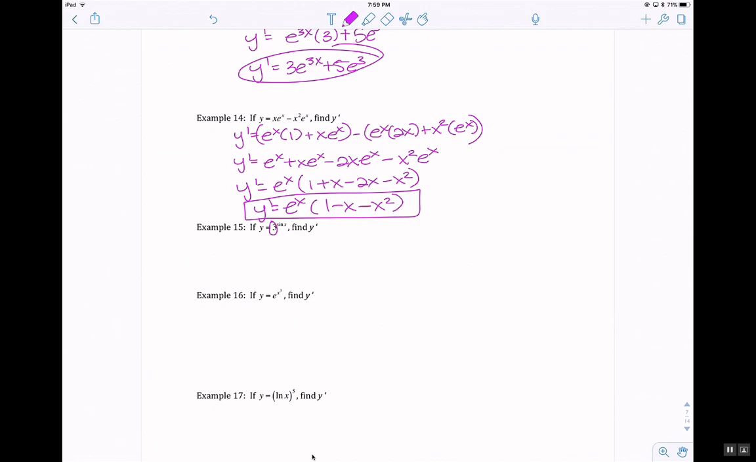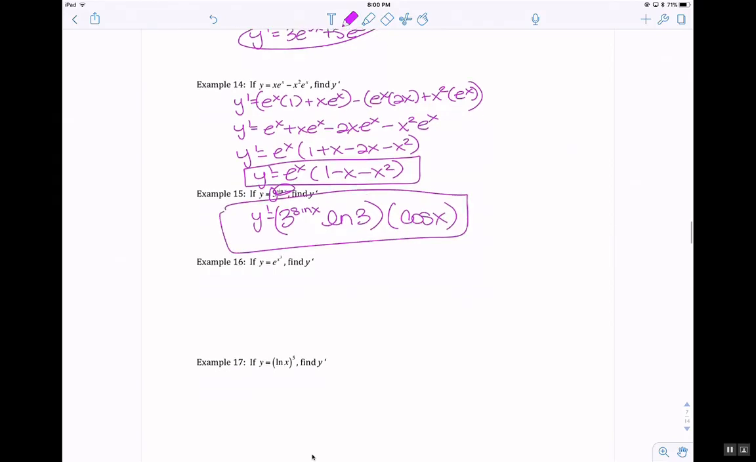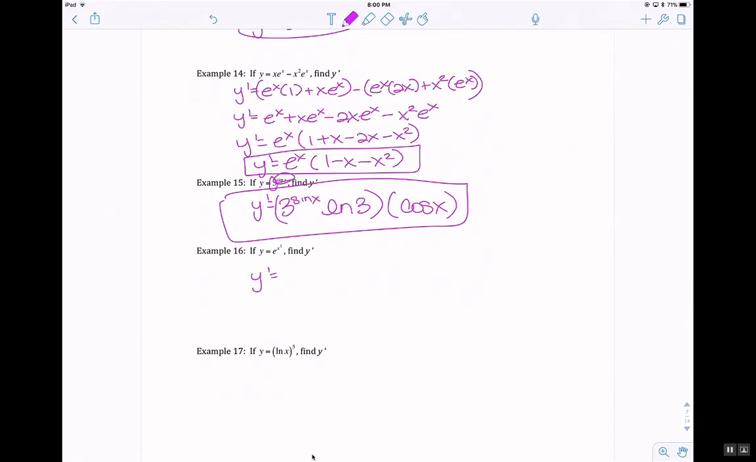15. This is just a number, so this follows the a to the x rule. So y prime is a to the x times ln of a, and then times your chain rule, which is the derivative of sine, which is positive cosine of x. Y prime for 16: e to the x cubed, because the derivative of e to the x is e to the x, times the derivative of the exponent, which is your chain rule, so 3x squared. So y prime is 3x squared e to the x cubed.